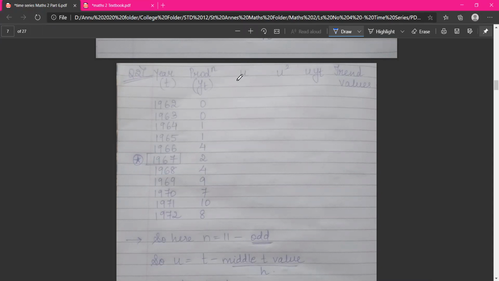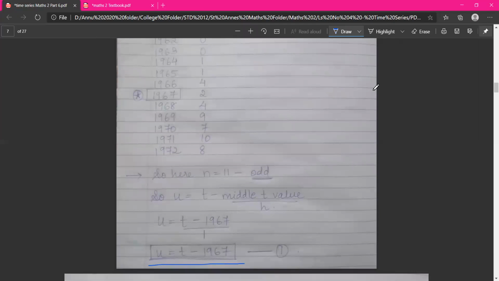तो पहला column होगा U, the next column will be U square, the next column will be U into YT, and the last column will be the trend values. Okay, so I repeat it again. The next columns which you are making after getting the value of U are U, U square, U into YT and trend values. So I hope the pattern is clear up till now.